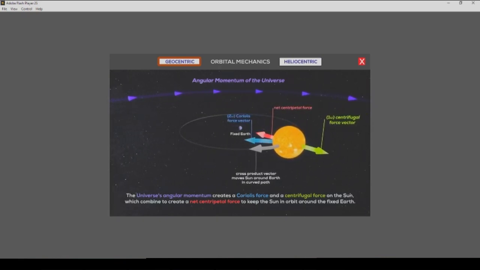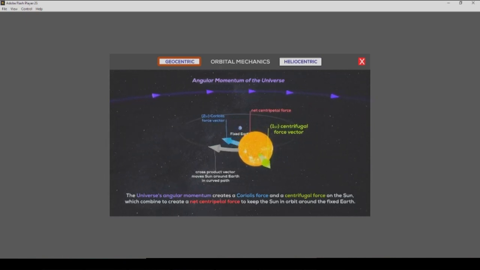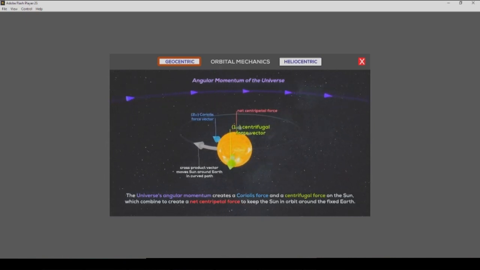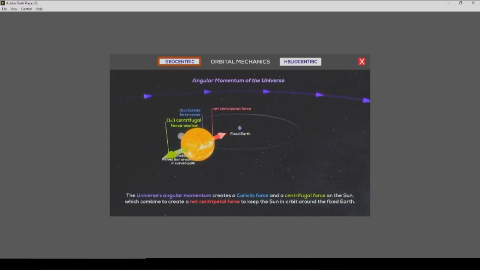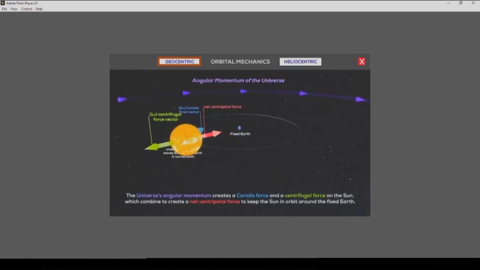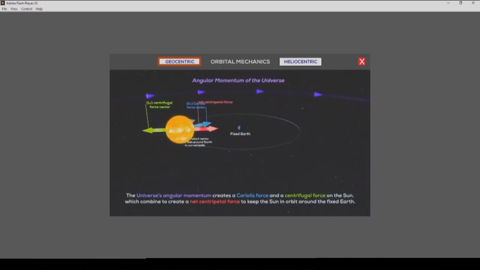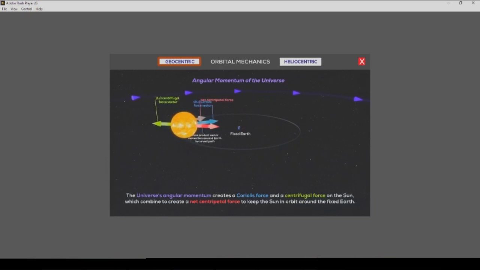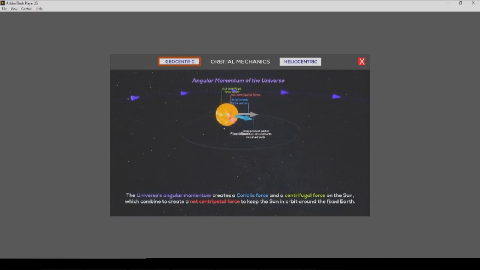In turn, this means that all the celestial bodies of the universe will revolve around the Earth and will be held in place by the net centripetal force generated by the Coriolis and centrifugal forces. This is why, in the geocentric system, the Sun does not fall toward the Earth in the center, or why the stars do not do so as well. The inertial forces from the rotating universe keep them all in their present positions.